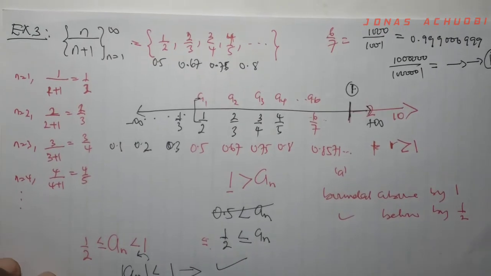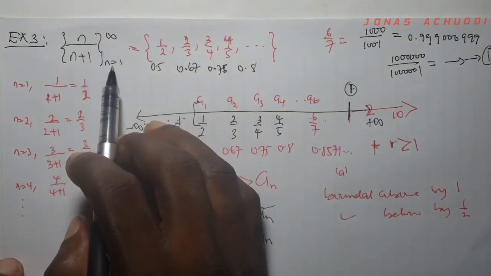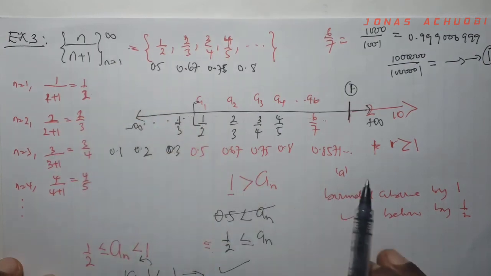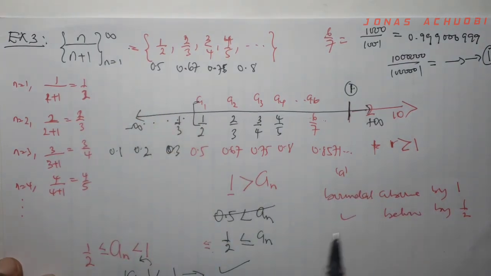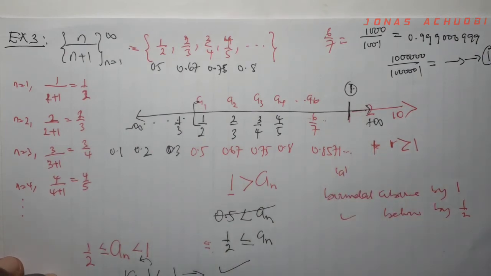So, in conclusion, the sequence a_n equal to n over n plus 1, from n equals 1 to infinity, is a bounded sequence. It's bounded below by half and it's bounded above by 1. So you see that this issue of boundedness is a very tricky issue. We have to be very careful, else we just misfire.